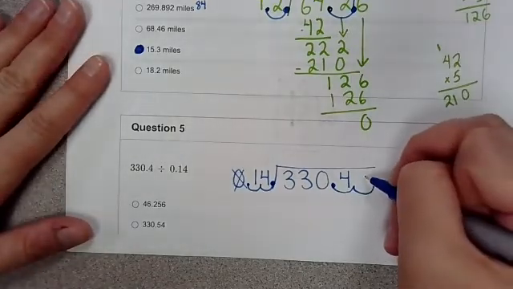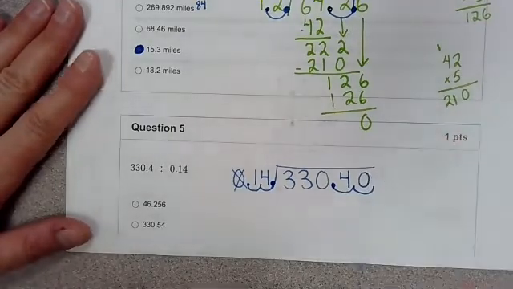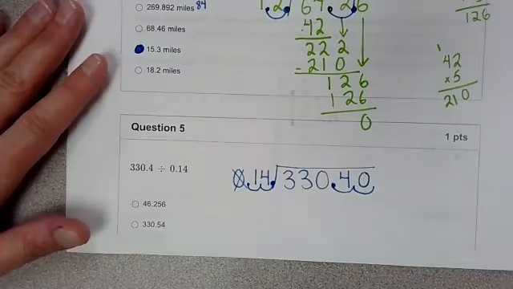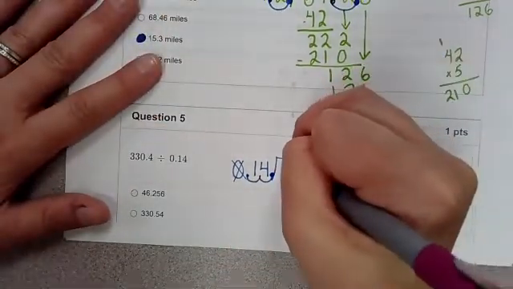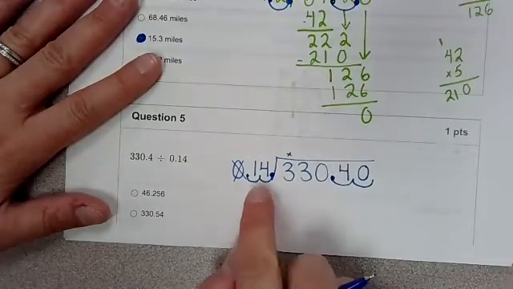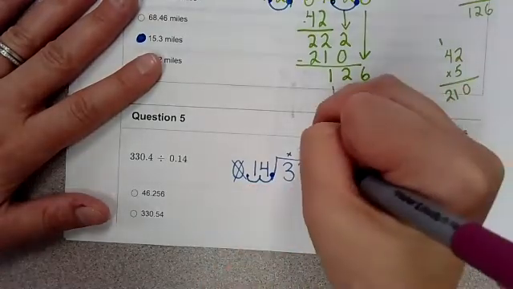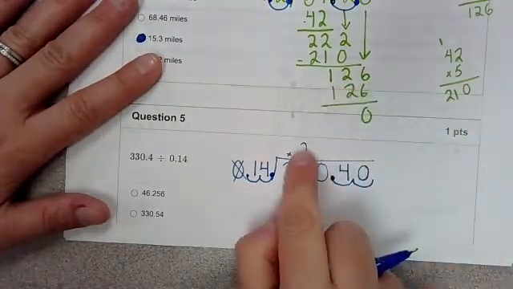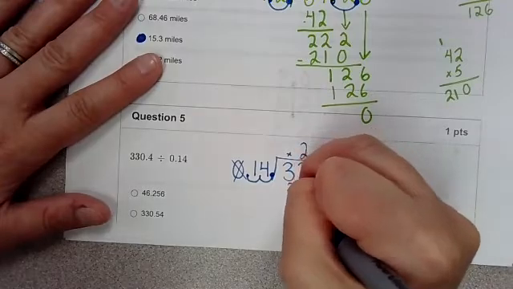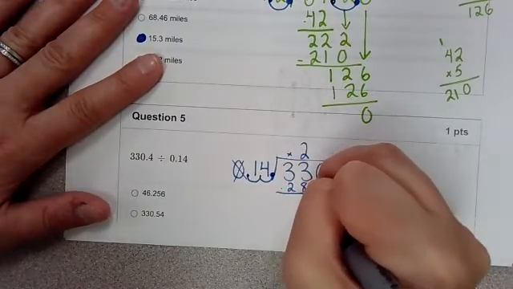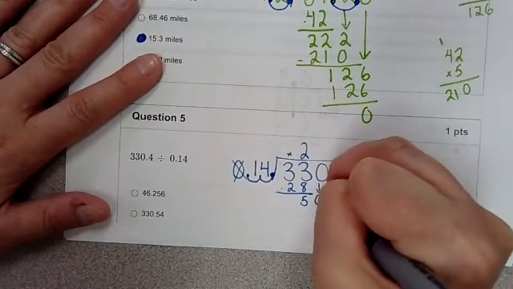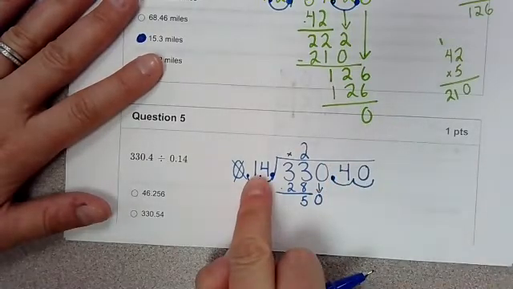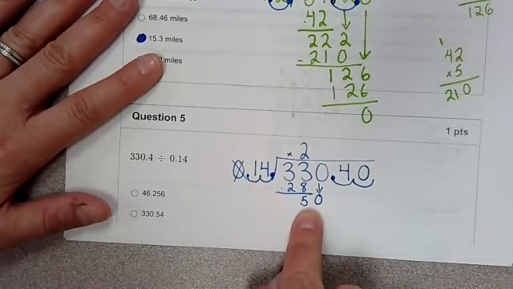Ethan, what goes in the hole? Brennan, what goes in the hole? Very good. Put your 0 here. All right. Y'all ready? This is going to get big and long. Here we go. How many 14s are in 3? There are none. How many 14s in 33? There are 2. 2 times 14 is 28. And when you subtract, you get 5. Bring down the 0. How many 14s are in 50?